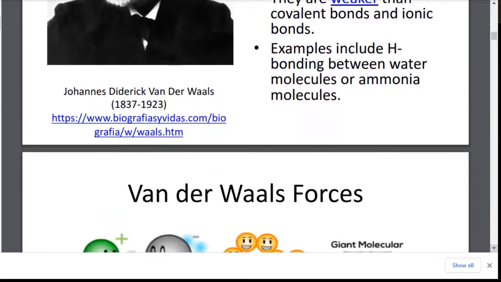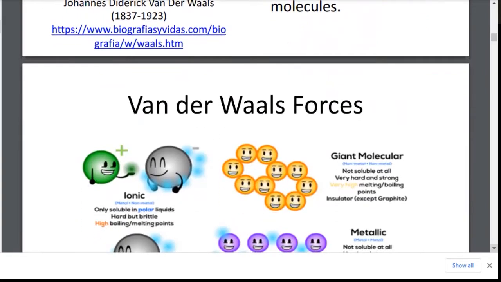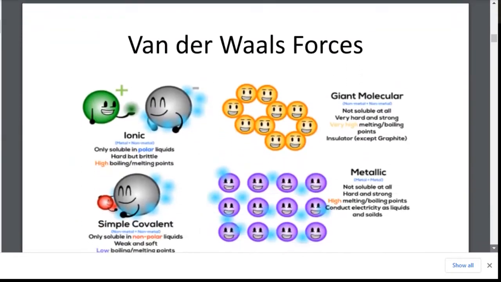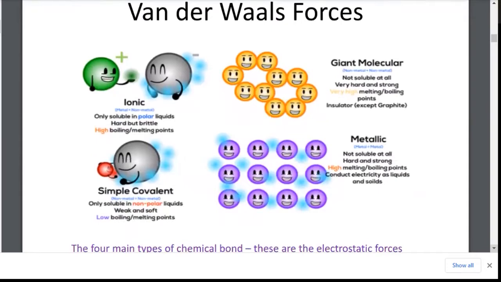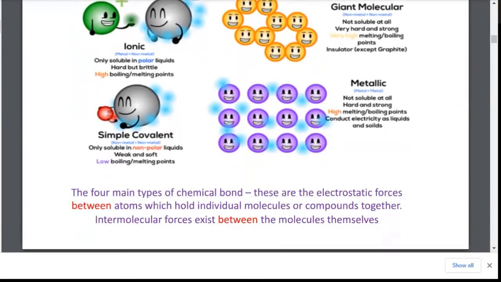Okay, just to show you very quickly, these are the four types of chemical bonds and structures. There's a quick slide which shows you the four main types. A chemical bond is an electrostatic force between atoms which holds individual molecules or compounds together. The types are ionic, simple covalent, metallic, and giant molecular. So covalent bonding, ionic bonding, and metallic bonding, all there on the slide for you to look at.